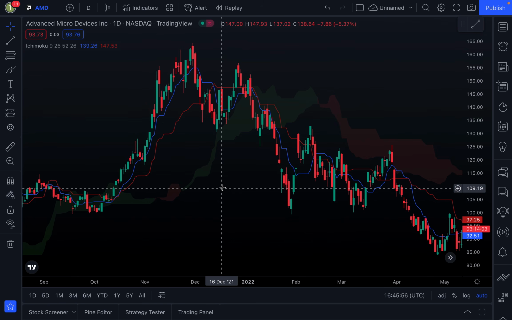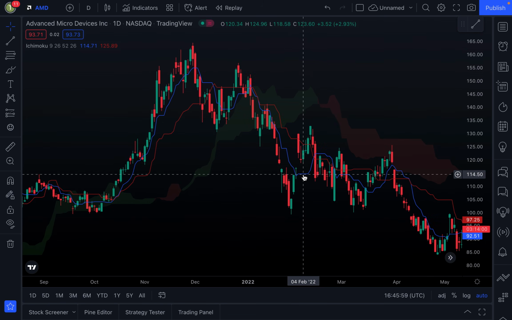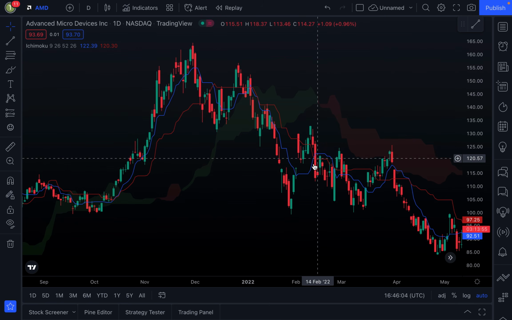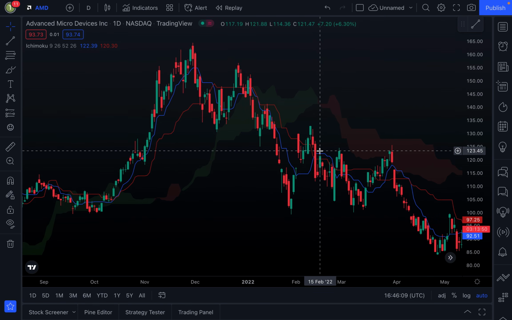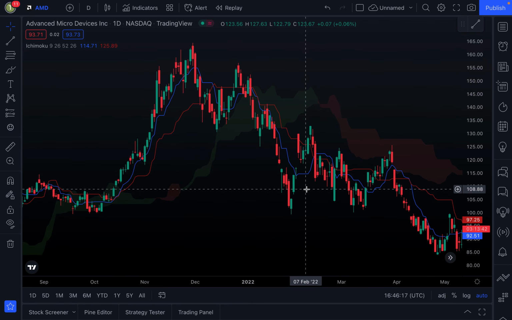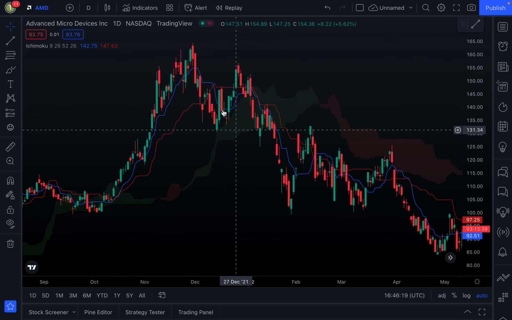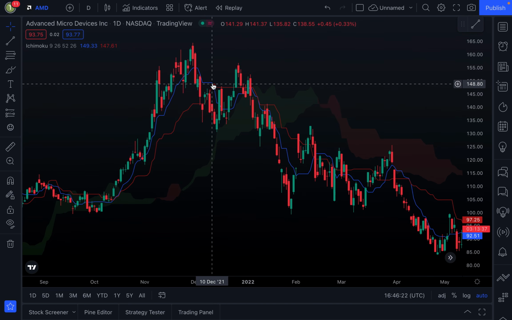Firstly, if the blue line, which again is the conversion line, crosses above the red line, or the baseline, like for example it's doing right here, this is a bullish crossover and it can indicate a potential bullish move. On the other hand, when the conversion line, or the blue line, crosses below the baseline, or the red line, like it did here, it potentially signals a bearish move. So this is a bearish crossover.